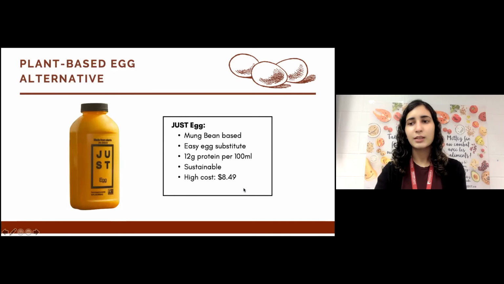Then, for a plant-based alternative to eggs, Just Eggs is a new product that uses mung beans in order to simulate an egg substitute. It contains 12 grams of protein per 100 milliliters and is a sustainable option compared to eggs, as mung beans are very sustainable to cultivate. However, this product is much more expensive than eggs at $8.49 per bottle. So while it could be a good substitute for many people, it could also be out of reach for most.